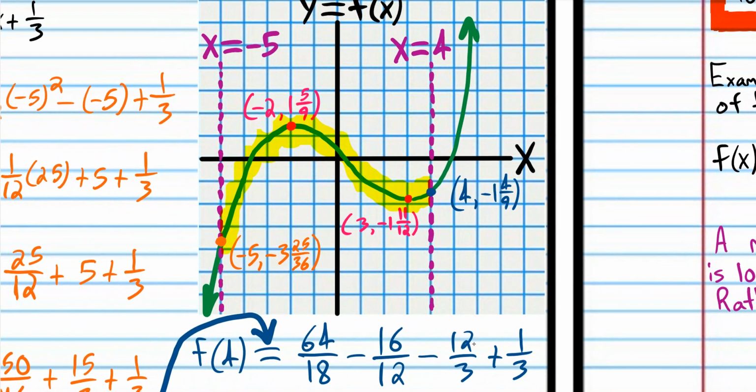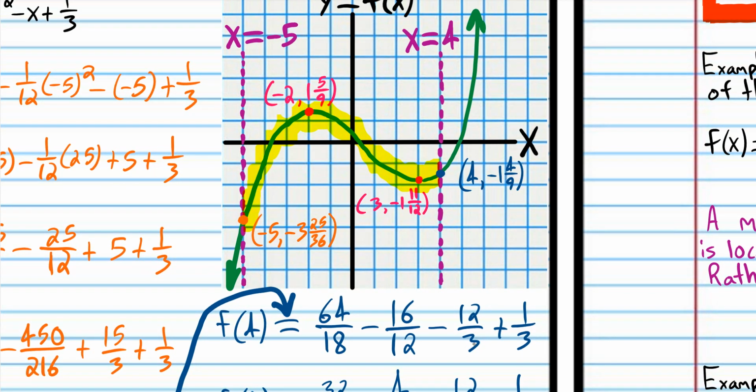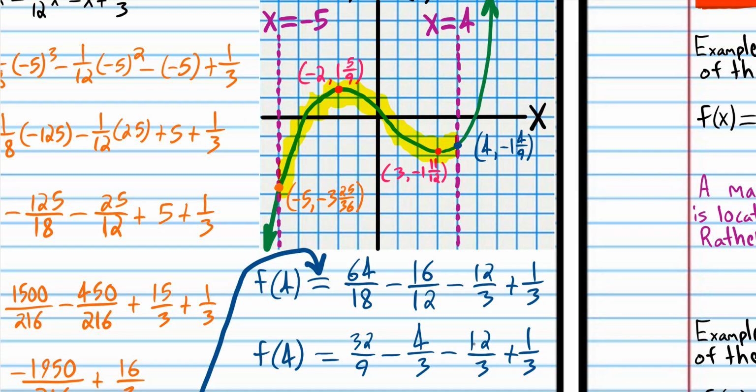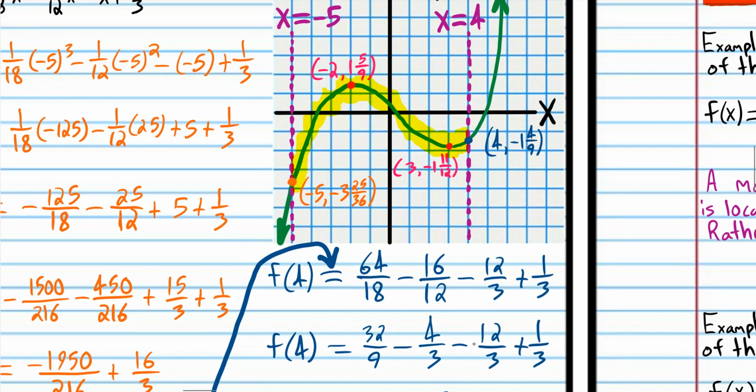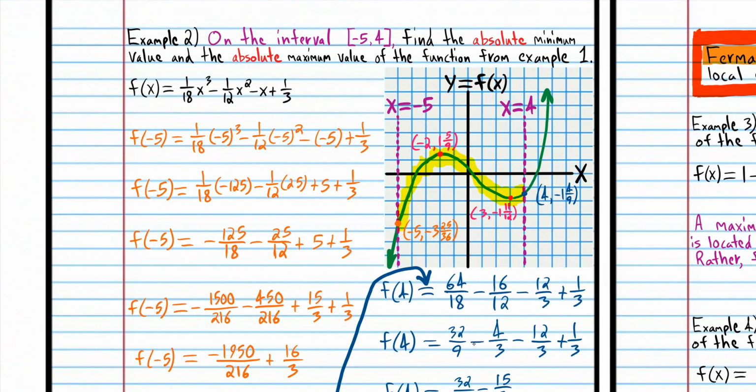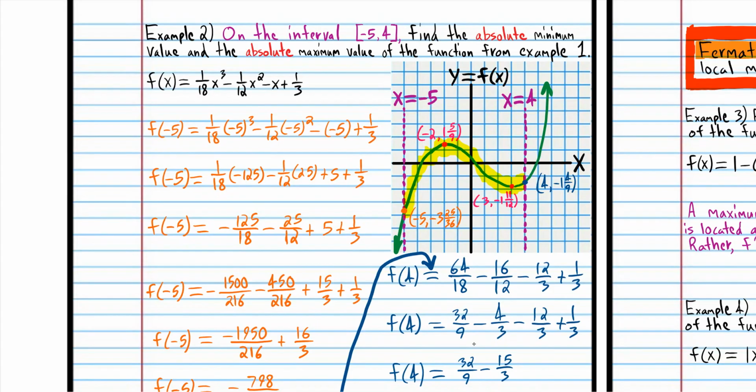The absolute minimum value is -3 and 25/36. That's the absolute minimum value of the function on this interval, because it's the point that has the smallest y value. So notice that the absolute minimum value actually occurred at an endpoint. So long story short, when you have an interval, a finite interval, when you have bounds, you can actually find the absolute maxima and the absolute minima of functions.